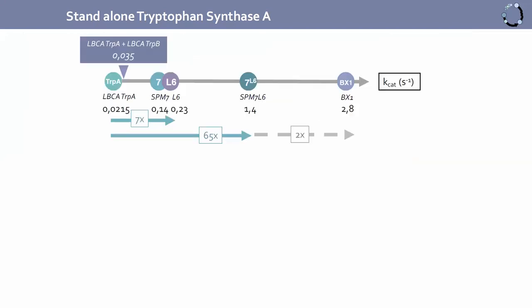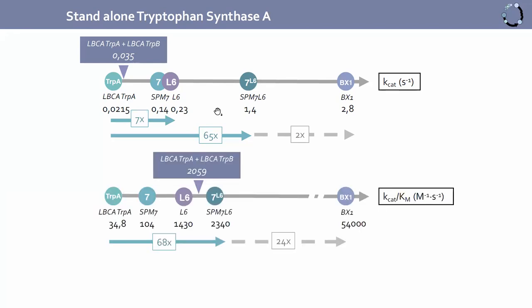Also, I wanted to show you that in complex, the alpha in complex with LBCA, the value for K-cut is the one shown there. Really our variant is much better than the alpha in complex. And also, I'm showing here now K-cut over KM. The improvement is similar in terms of K-cut over KM.